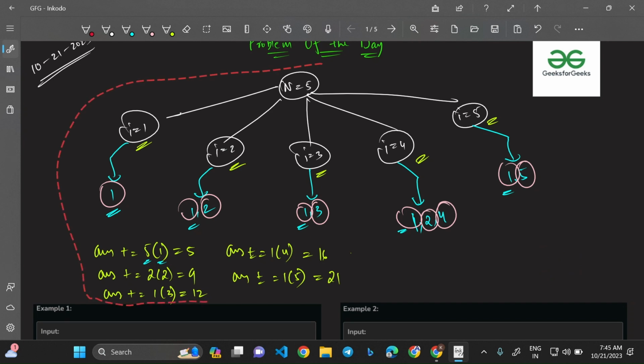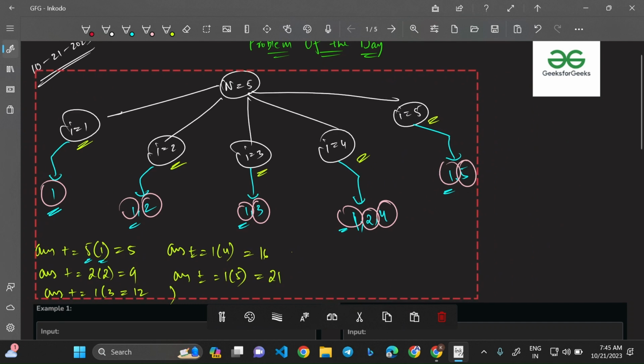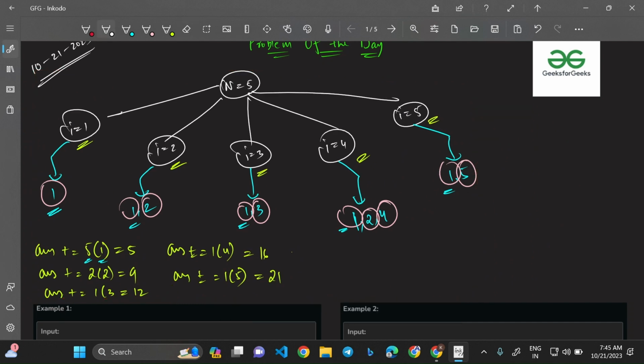Okay, so I'll just put this aside. Okay, fine. So let's put this here. And fine, 1 times 3. All right, so n equal to 5. So this means 1, 2, 3, 4 and 5, right?